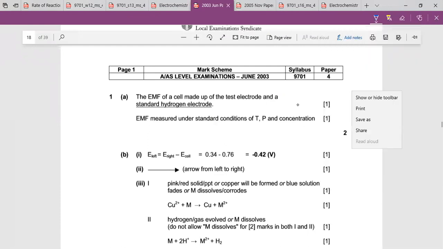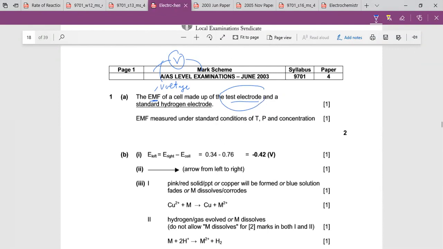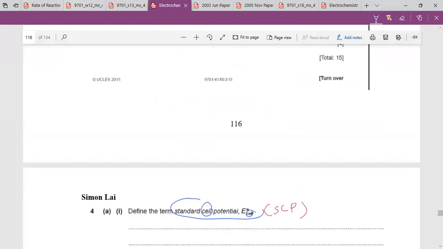I say EMF. This is the voltage. Where do you measure the voltage? With the voltmeter, when you connect it. The voltage of a cell made of a test electrode. Here, this means all the electrodes that you use in here, every electrode you use in here.